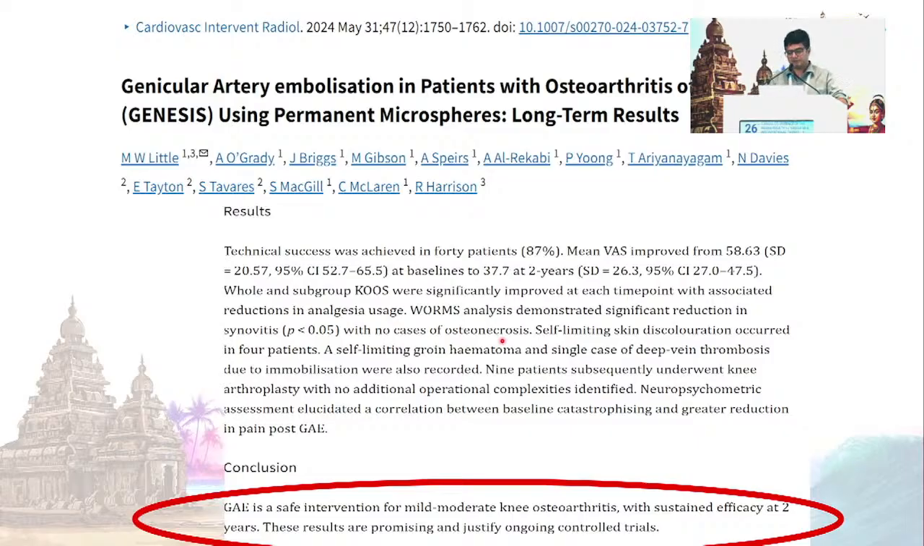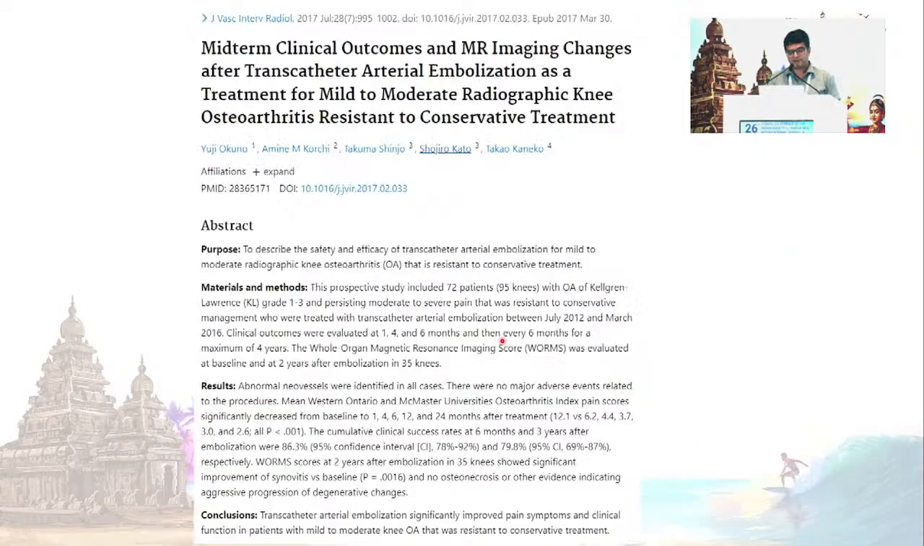So this is a very good number compared to the genicular nerve ablation and other modalities, injection of PRPs, injection of BMAC, that is bone marrow cell aspirate. This gives a comparatively long-term pain relief than the other temporary interventions.